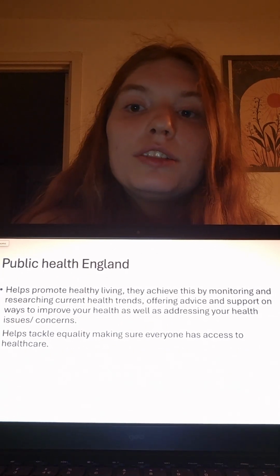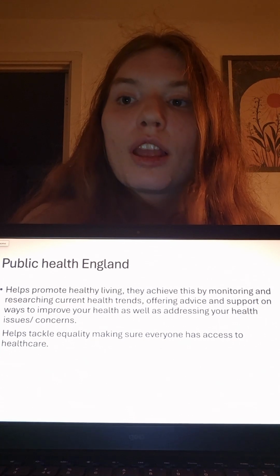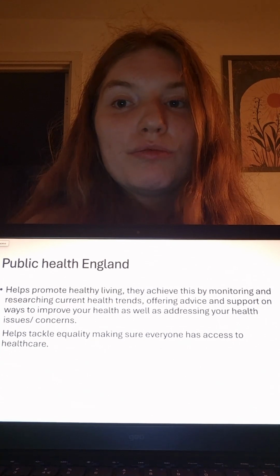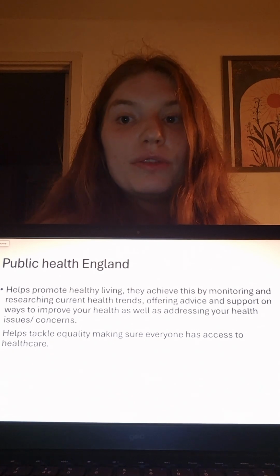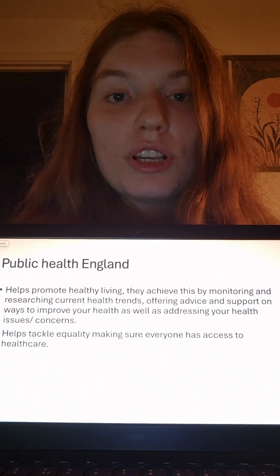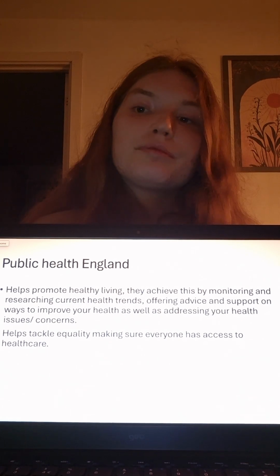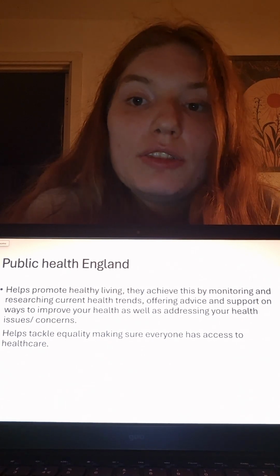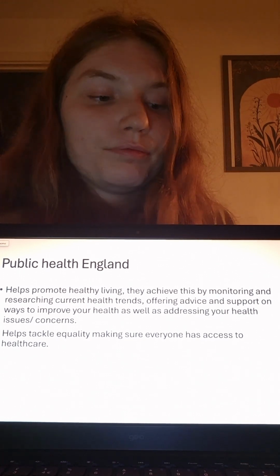Public Health England helps promote healthy living. They achieve this by monitoring and researching current health trends, offering advice and support on ways to improve your health, as well as addressing your health issues and concerns. They also help tackle inequality, making sure everyone has access to healthcare.